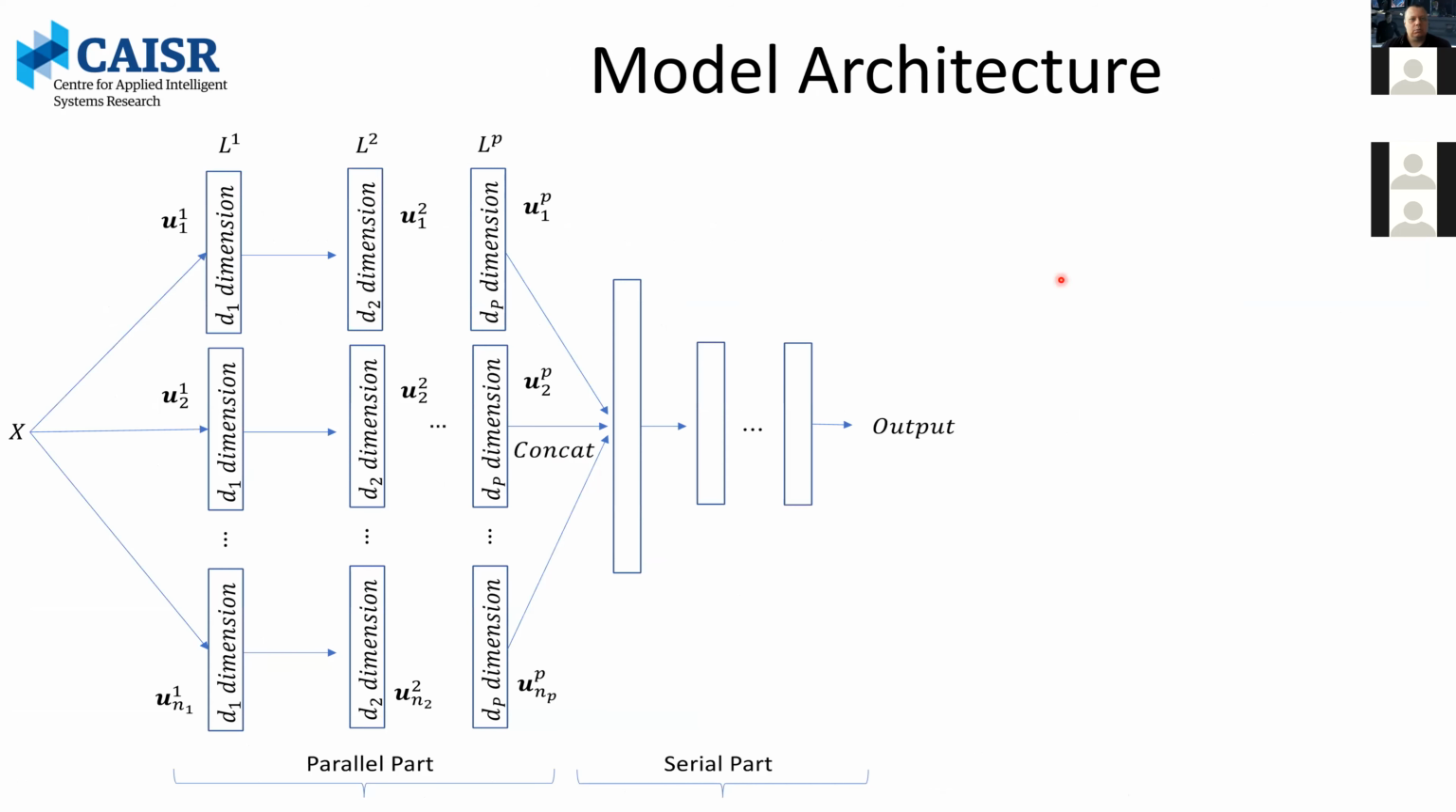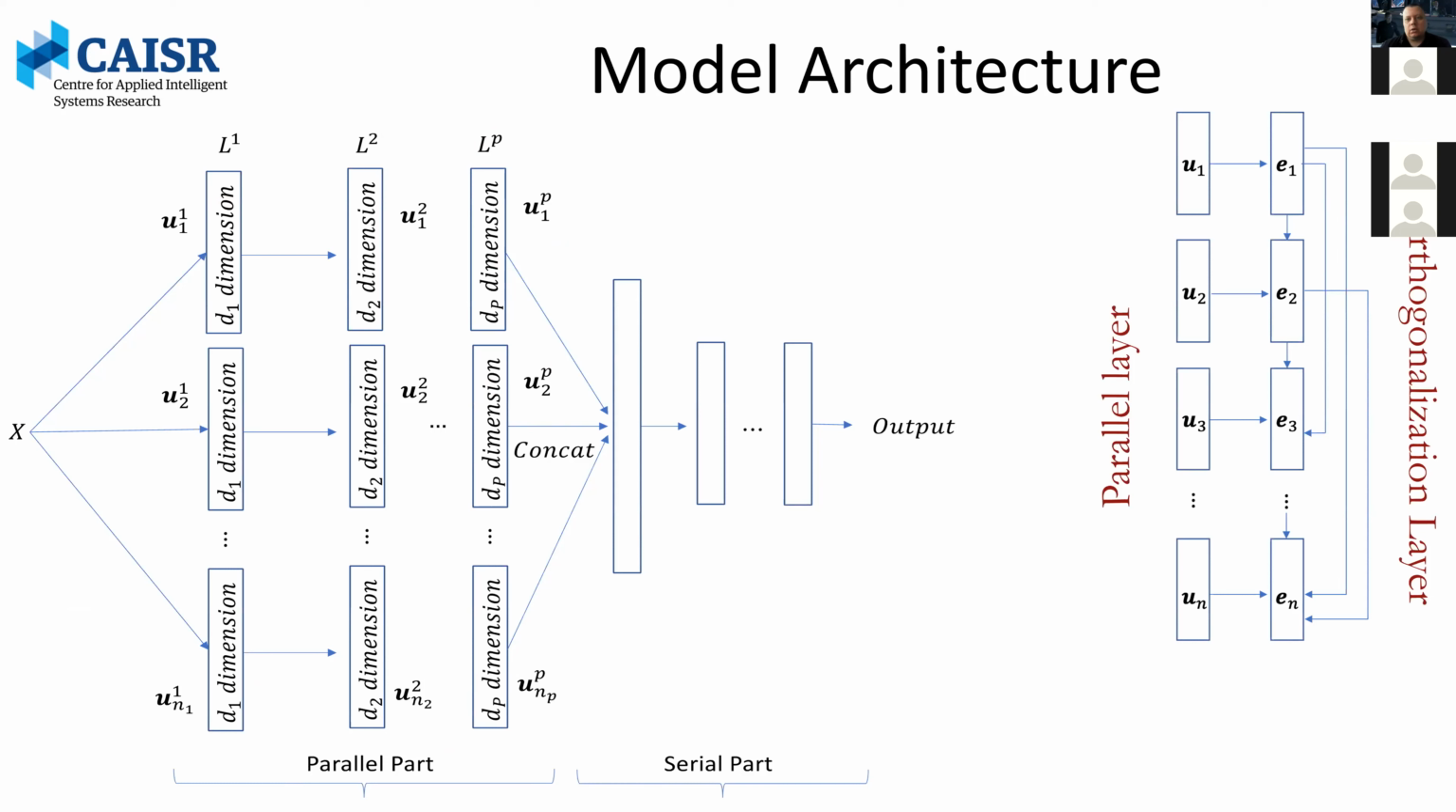And then you want to have the serial part, which combines all of those representations into the final classification output. And the tricky part, of course, here is how do you ensure that those representations that are learned are diverse. And one way that you actually can do it is you can, in this parallel layer, add some kind of orthogonalization layer where, for example, pairwise, you ensure that there is not too much mutual information in between those representations.